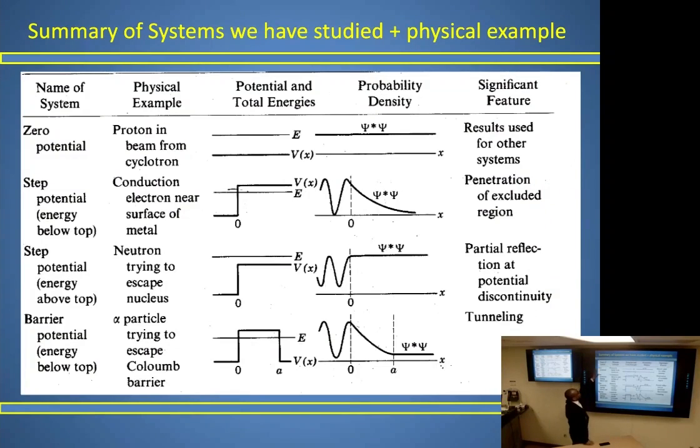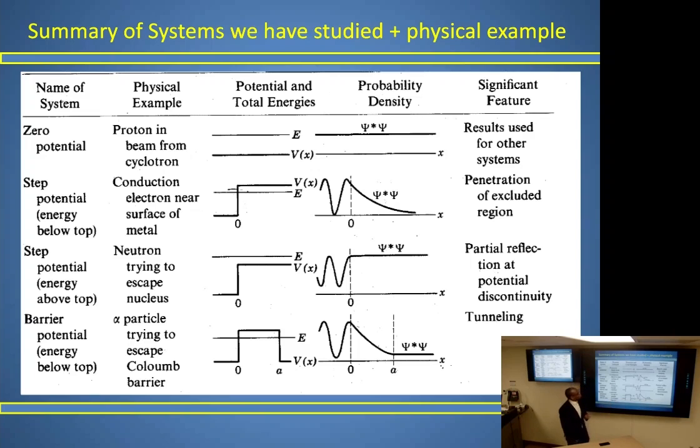So, a quick summary of systems we have studied. Systems where measurements lead to collapse of the state function to one of the eigenfunctions of the operator you are using for the measurement. Systems where quantum mechanics shows up nicely. We did the step potential. Which physical system? Conduction, an electron near the surface of matter. Step potential with energy above the step, a neutron trying to escape the nucleus. Barrier potential, something we did: alpha particles trying to escape the Coulomb barrier.